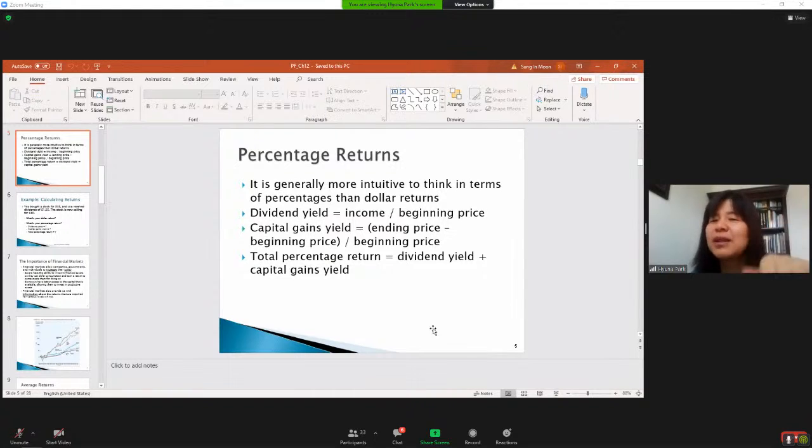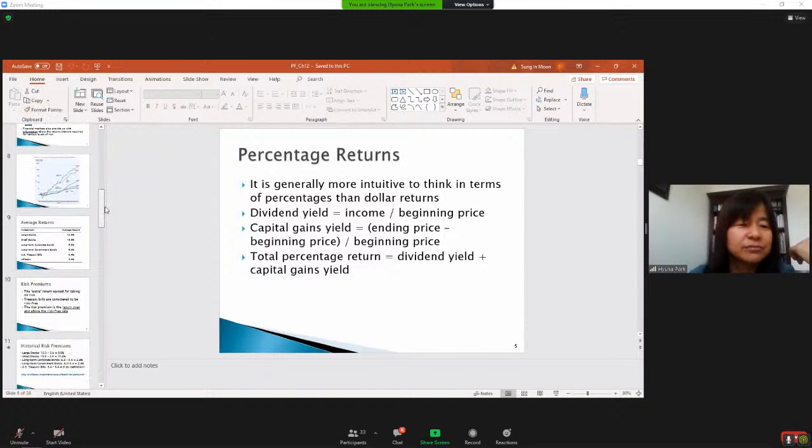So you apply this percentage return concept to the first day return for Walmart stock, and we have 252 trading days in 2019, and then you can calculate average return, and you can calculate the standard deviation of the return. How? So we have a formula here.